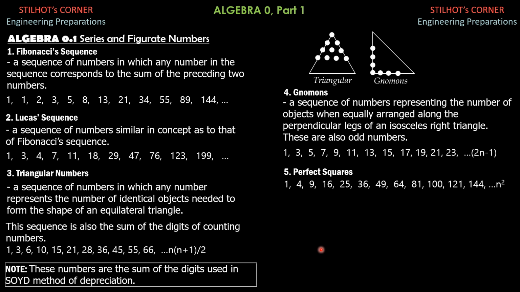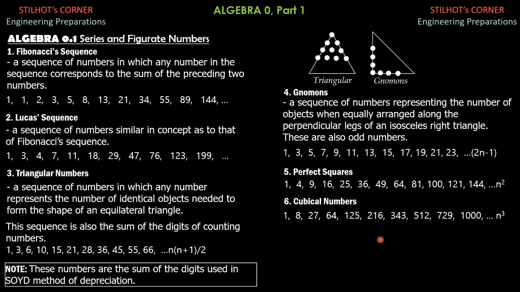Next, we have cubical numbers or perfect cubes: 1 cube, 1, 2 cube, 8, 3 cube, 27, 4 cube, 64, 5 cube, 125, 6 cube, 216, 7 cube, 343, 8 cube, 512, and so on and so forth. And described by n cube, of course. So this is 10 cube, 1000, n cube.